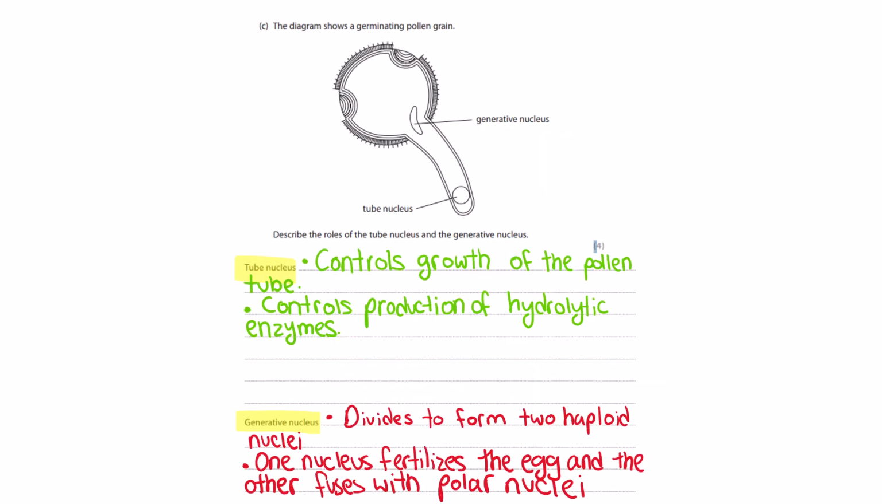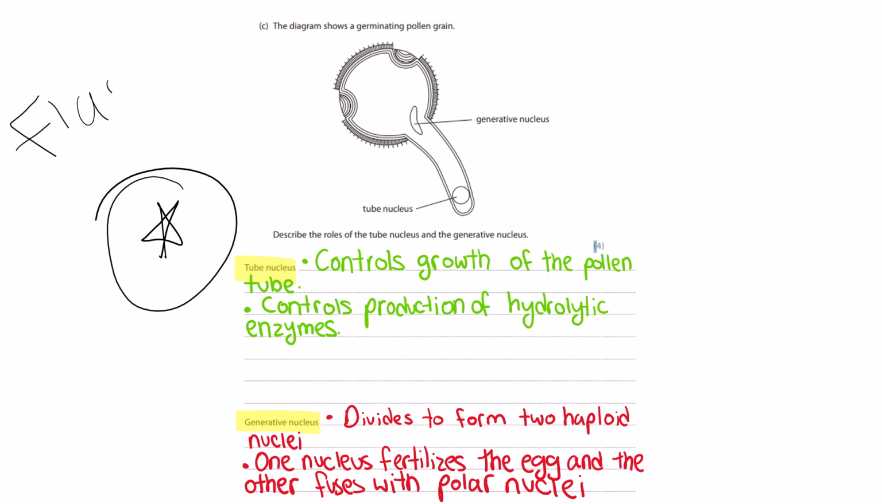The diagram shows a germinating pollen grain. Describe the roles of the tube nucleus and the generative nucleus. Okay, so this question is very important and it's repeated in multiple exams. So create a flashcard of this so that you can memorize the steps and each function of the tube nucleus and the generative nucleus. Okay, so the tube nucleus is over here on the tip.